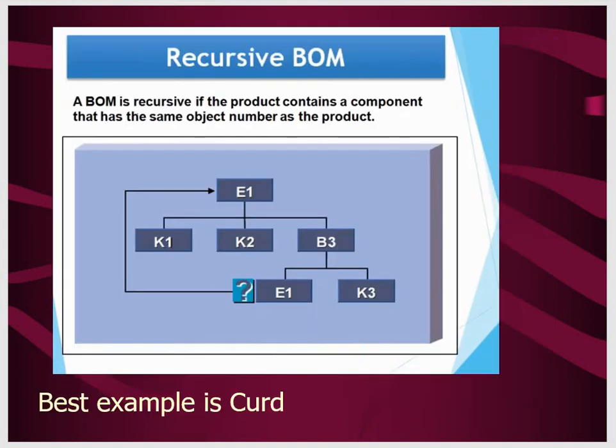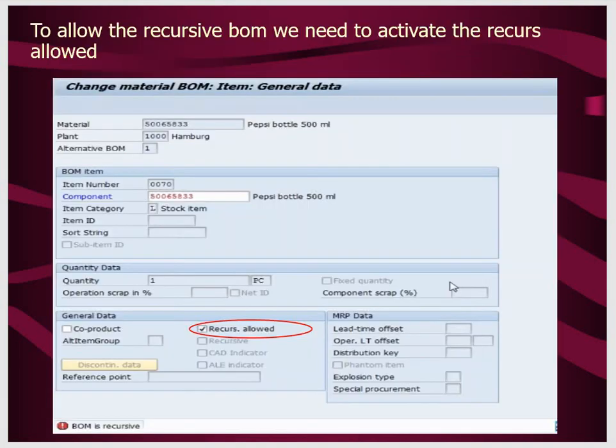Now let's continue with what a recursive BOM is. A recursive BOM is where the product contains a component that has the same object number as the product. The best example is curd. If you have to make curd, you'll need curd too. So this is called a recursive BOM. Where we maintain this is when you go to the BOM and click on the item, you'll get this checkbox. You have to click it, and this says that the BOM is recursive now.